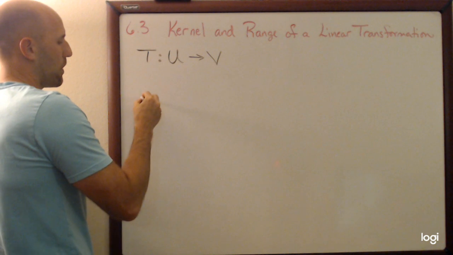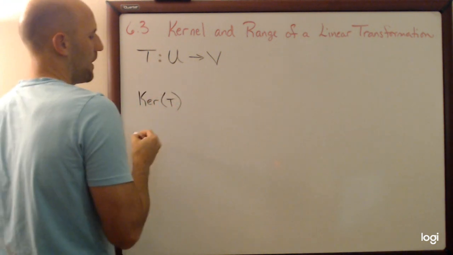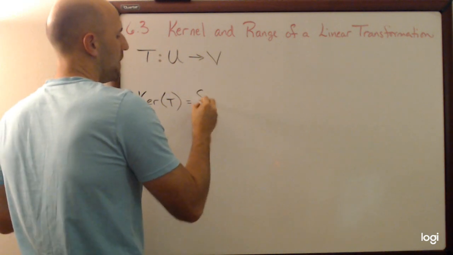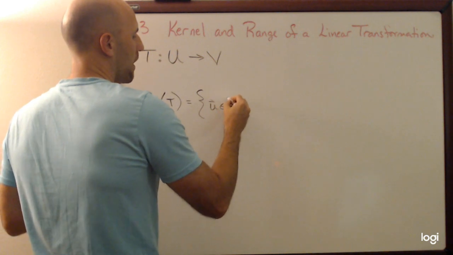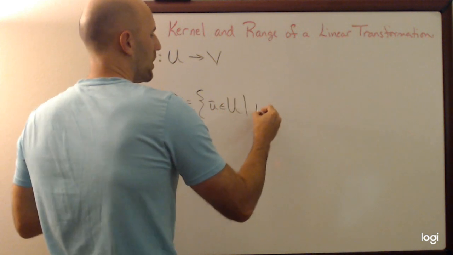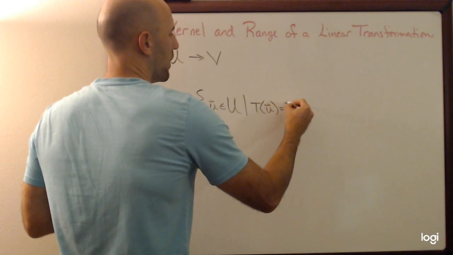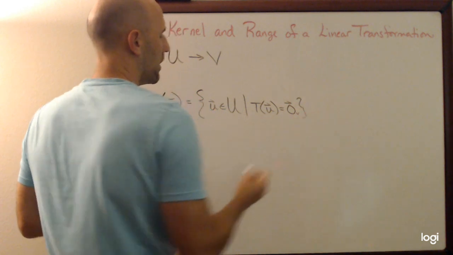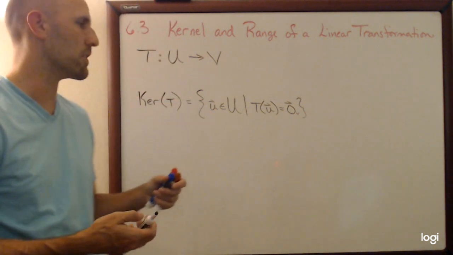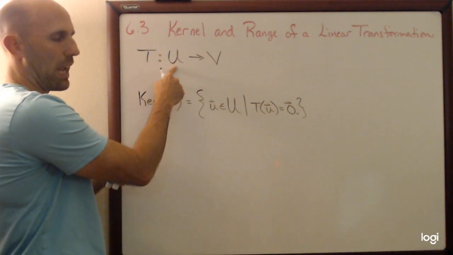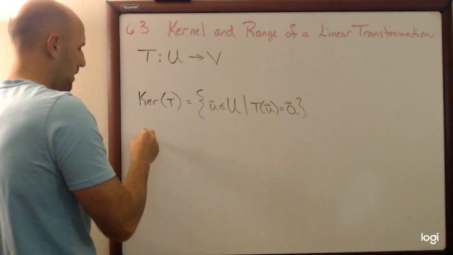So, first definition here, we've got the kernel of T. And again, this is all the vectors u in U such that T(u) is equal to the 0 vector in V. Okay, and again, that's just what we said, right? So this is all of the stuff in my domain that gets mapped to 0.